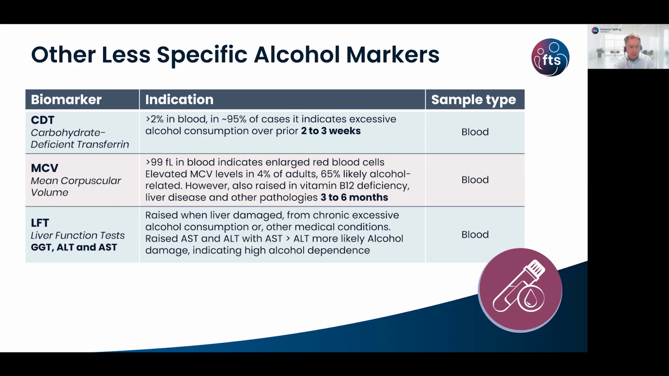MCV is mean corpuscular volume, and again this looks at whether your red blood cells are enlarged, and if they are, this will elevate your MCV levels in about 4% of adults, so 60% likely alcohol related. So again, it can give you an indication, but you've just got to be aware of what the limitations are with these markers. Raised vitamin B12 or vitamin B12 deficiency can affect MCV, and so can liver disease and things like that.